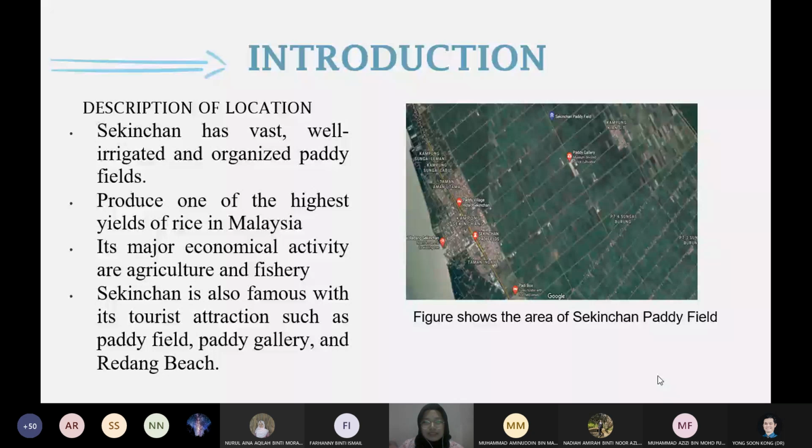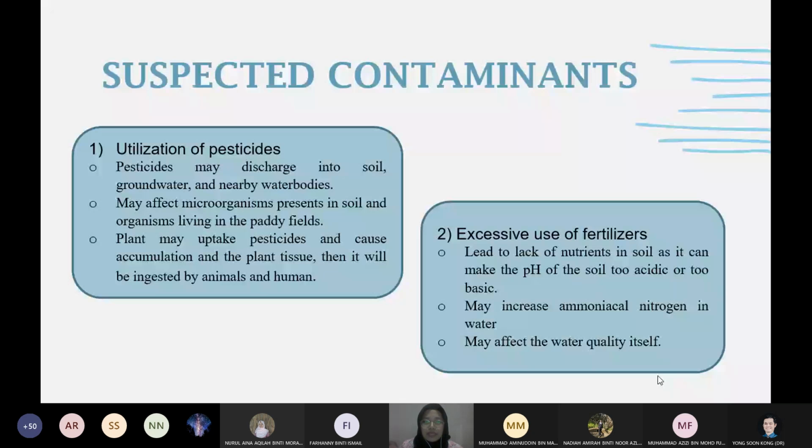To maintain the production of the paddy field, of course, all kinds of methods are used and conducted which may contribute to contamination. First, utilization of pesticide may cause many possible pollution. When its usage is not controlled, the pesticides may discharge into soil, groundwater, and nearby water bodies.